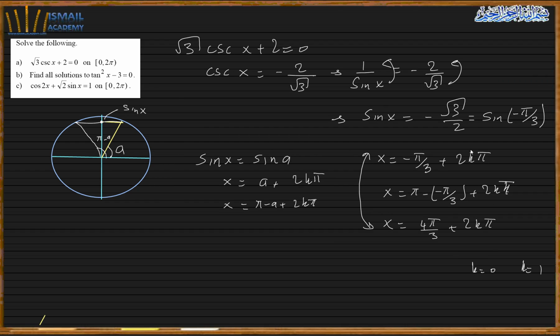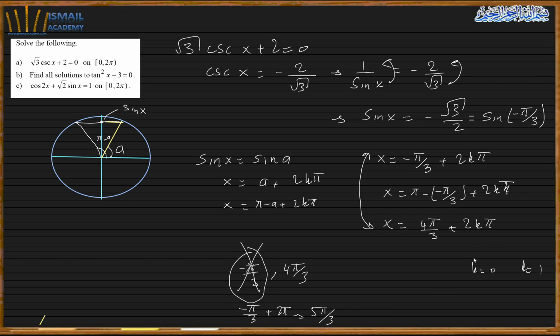If I plug in 0 here and here, I end up having minus pi over 3 for the first. This is out of the range because it is negative, so I will not take it. If I plug in 1 here, I will have minus pi over 3 plus 2 pi, which is going to be 5 pi over 3.